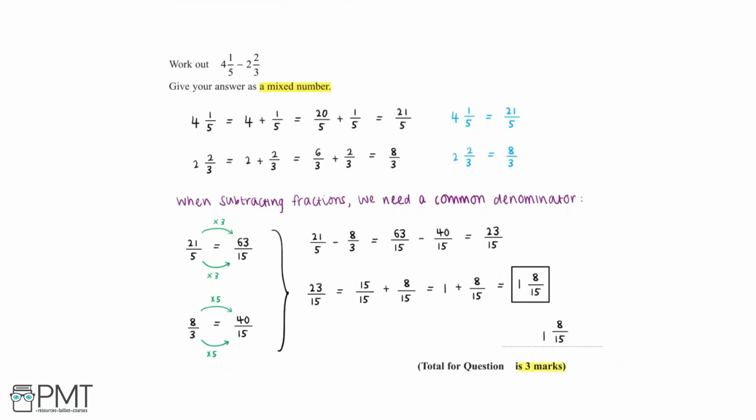Now this question is worth 3 marks. We get the first mark for converting the original mixed numbers into improper fractions. We get the second mark for finding 21 over 5 take away 8 over 3, by making these fractions have a common denominator, and for therefore finding that 21 over 5 take away 8 over 3 is equal to 23 over 15. And we get the third and final mark for converting 23 over 15 into a mixed number, and for therefore correctly finding that 4 1/5 take away 2 2/3 is equal to 1 and 8 over 15. Allowing us to get the full 3 marks needed in this question.